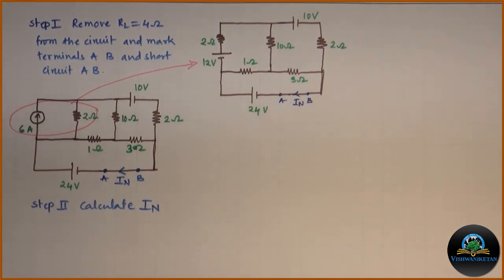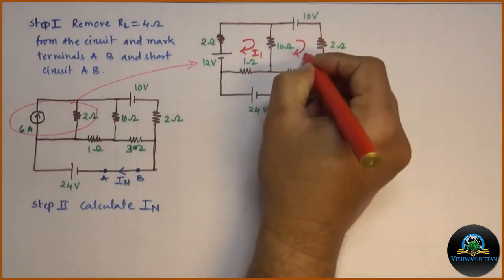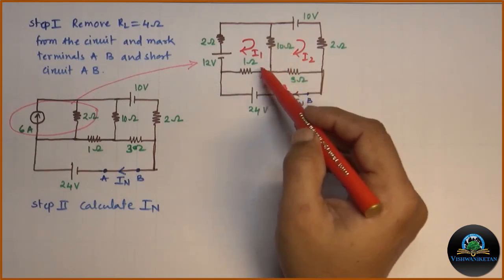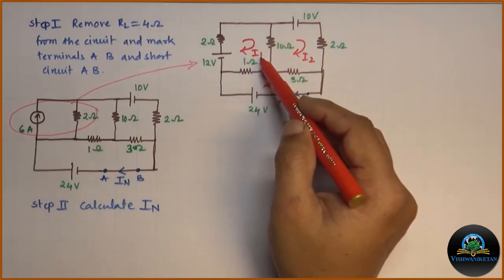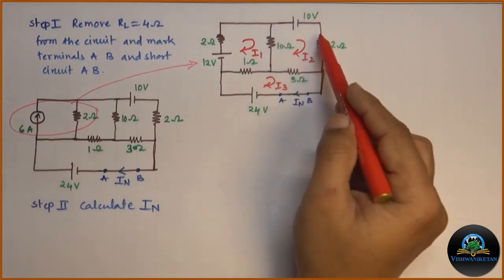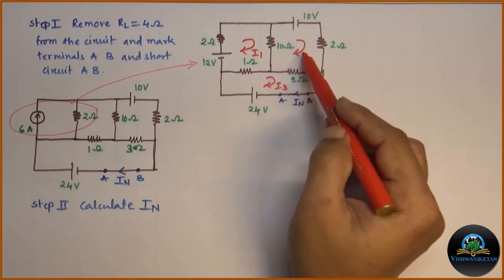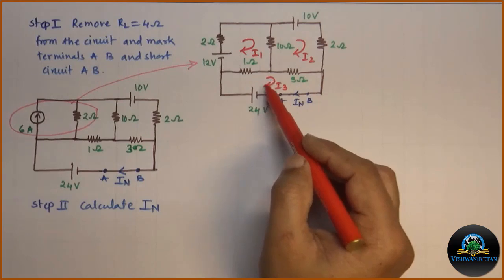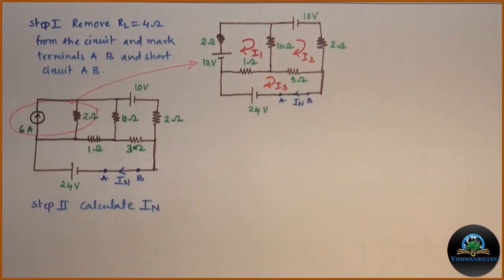Now we will use mesh analysis to solve the problem. So mark unknown currents, mesh currents in the circuit. So this is mesh 1, which is marked as I1 as unknown current. This is mesh 2, which is marked as I2 mesh current, and the remaining mesh 3 is marked with I3 unknown mesh current. Apply KVL to first mesh.